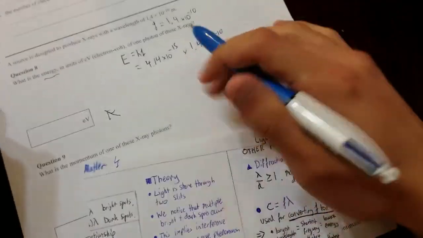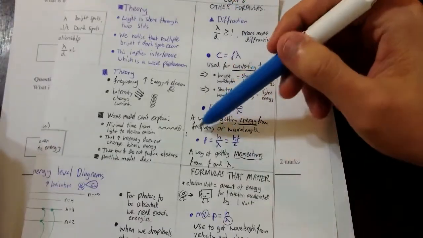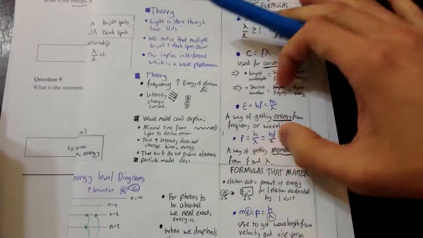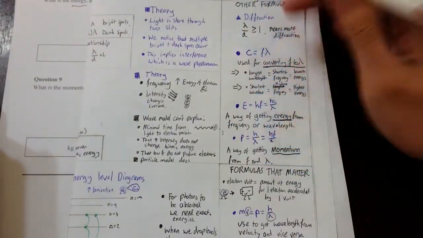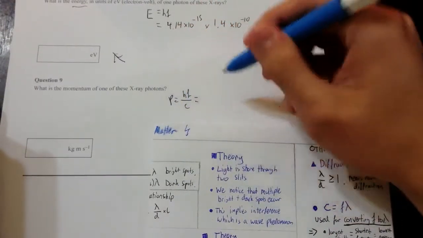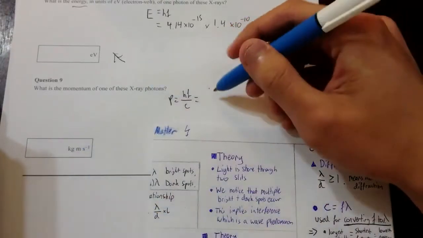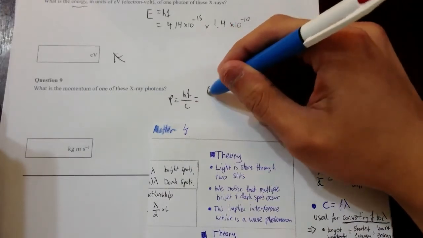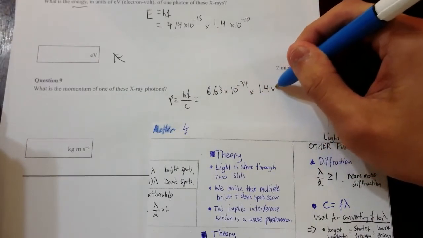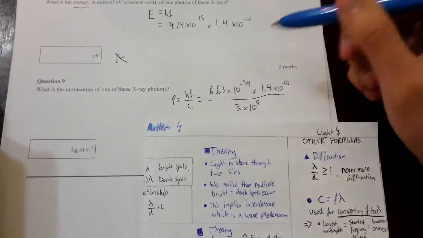So next one. What is the momentum of one of these X-ray photons? Well, we just have to use our momentum formula again. This is a way of getting momentum from frequency and wavelength. If they told us the wavelength, we could use that one, but they told us the frequency. So we have momentum, p equals hf on c, and now we want it in kilograms meters per second. So we don't want it in electron volts anymore. We have to use the normal h, which is 6.63 times 10 to the negative 34, times our frequency, divided by the speed of light, I think it's 3 times 10 to the 8. And that will give us a momentum.